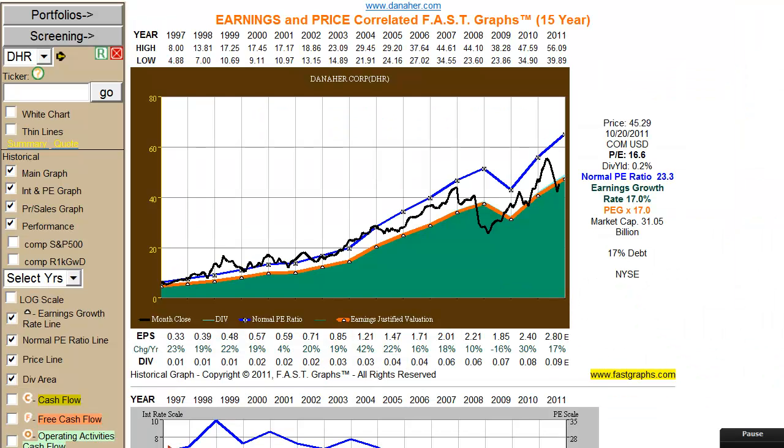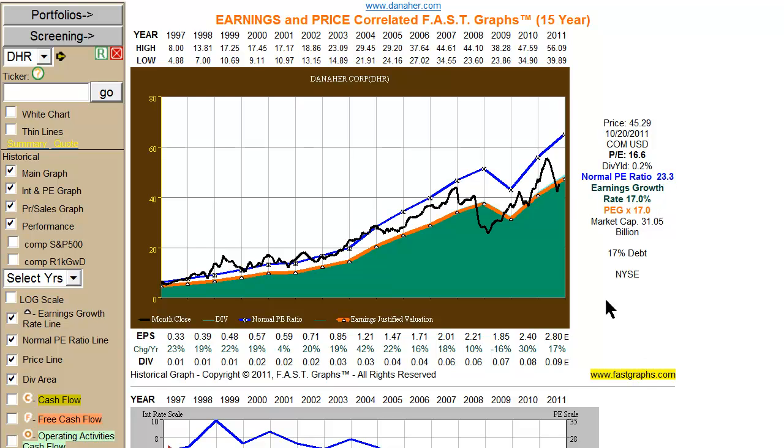This video is entitled Color-Coded for Convenience because the FastGraphs utilize color-coded ink to make it easier to determine what each of the lines on the graph represent. For example, as we see here in the case of Danaher, the normal PE ratio, which is the dark blue line, is simultaneously written in blue ink color-coded to the color of the line, and it also gives you the factor or the actual number that this represents. So in other words, this blue line in this example would represent a PE ratio of 23.3.